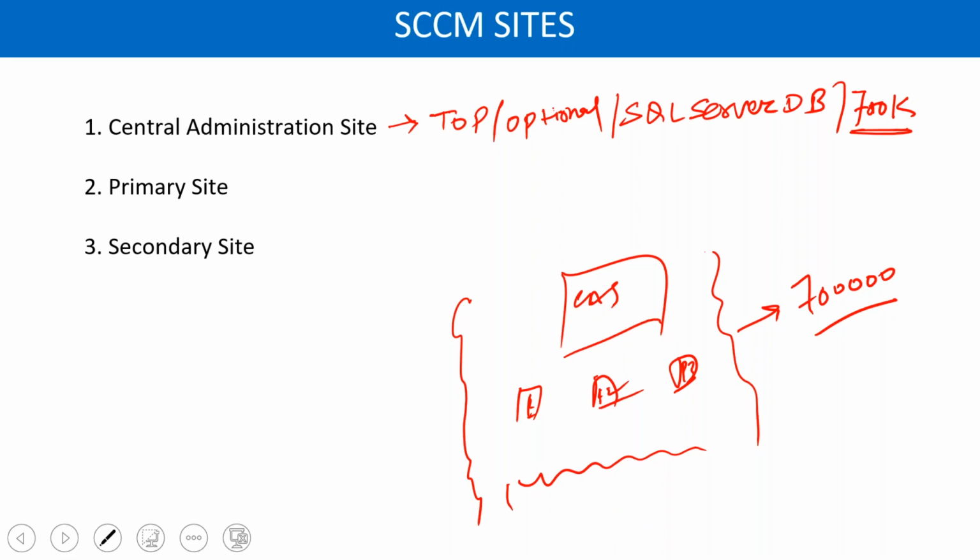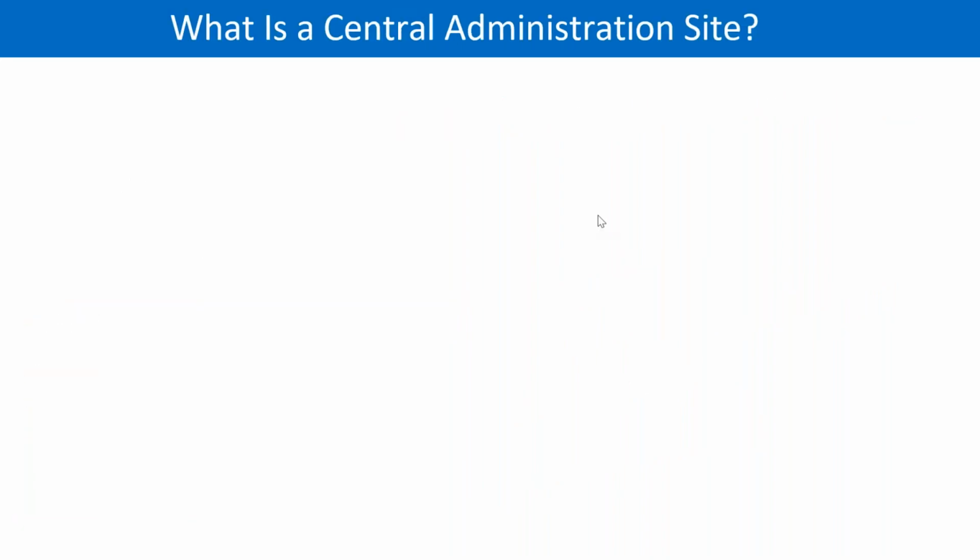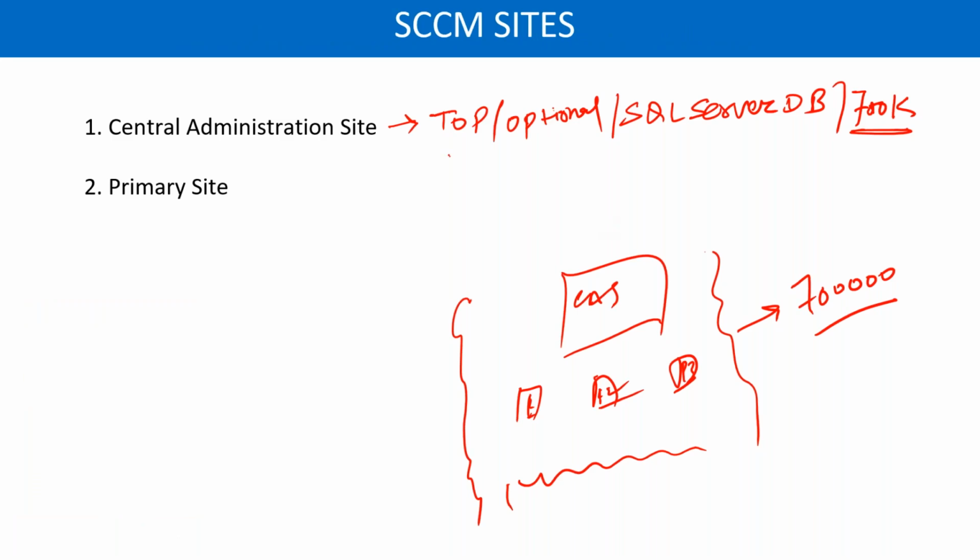So central, as we know, is sitting on the top of the hierarchy. It is an optional site. You may or may not have it, and it needs a SQL Server database to store the data, right? And the maximum number of devices is 700,000. Now, what is the condition? Why is it optional?